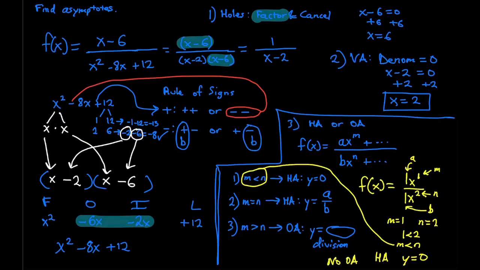And this is everything we needed to know. We needed to find the asymptotes. We found the vertical up here. We found the horizontal one down here. And we know that there's no oblique asymptote.